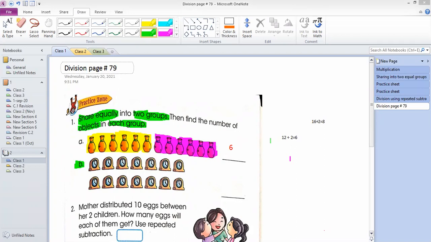Okay, division sentence. I'll take Salman Harbi with me. He is saying 10. I want to know why he's saying 10.